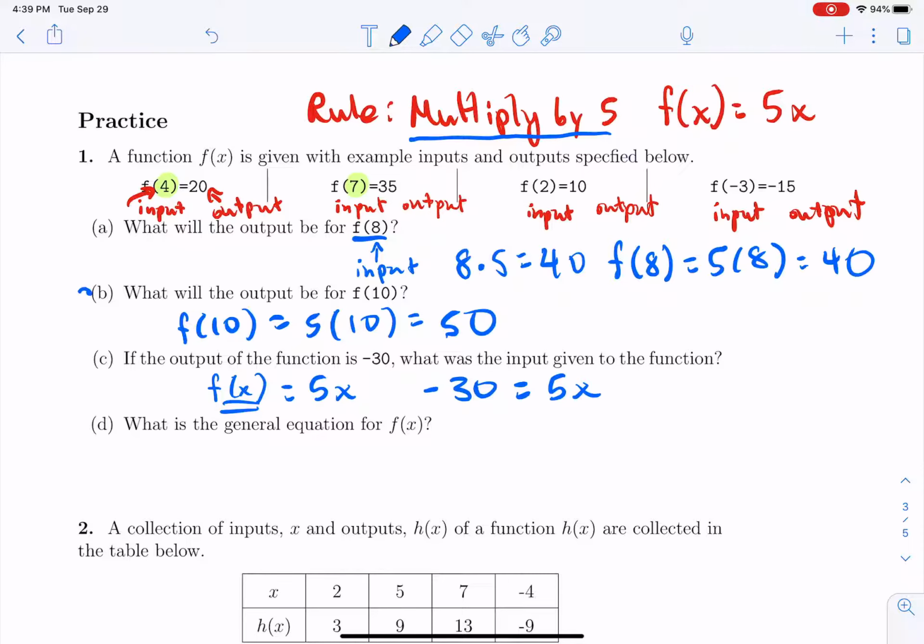Now some of you are probably doing that in your head. Well, if I end up with negative 30 and I multiply by 5, and that's my rule to get negative 30, it would have to be negative 6. Mathematically, what we would do to solve this equation we just wrote is just divide by 5. Okay, and I'll get x equals negative 6.